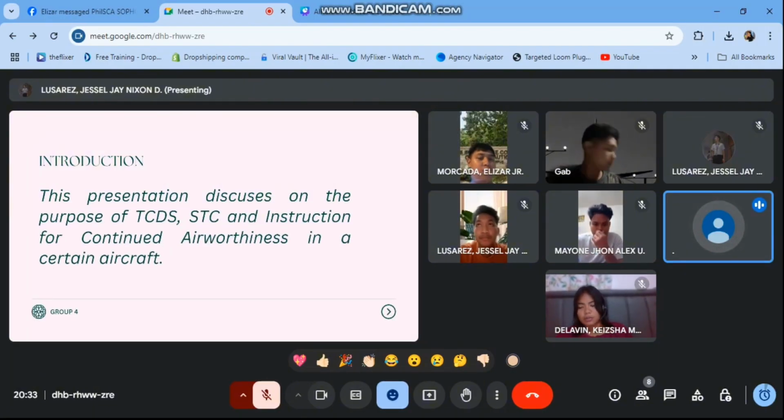This presentation discusses the purpose of TCDS, STC, and instructions for continued airworthiness in a certain aircraft.